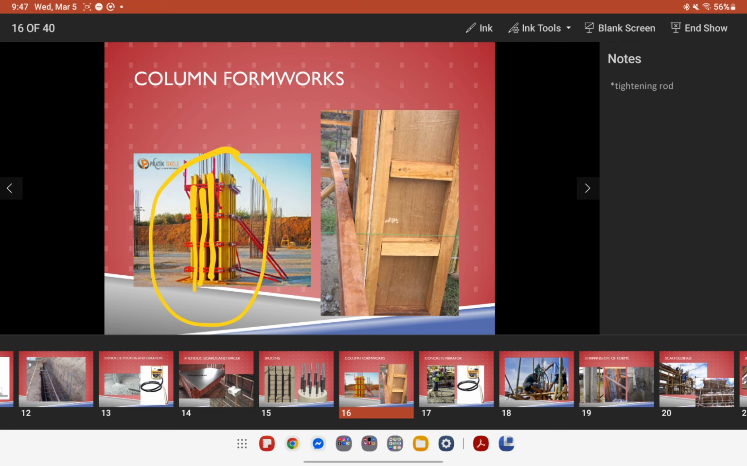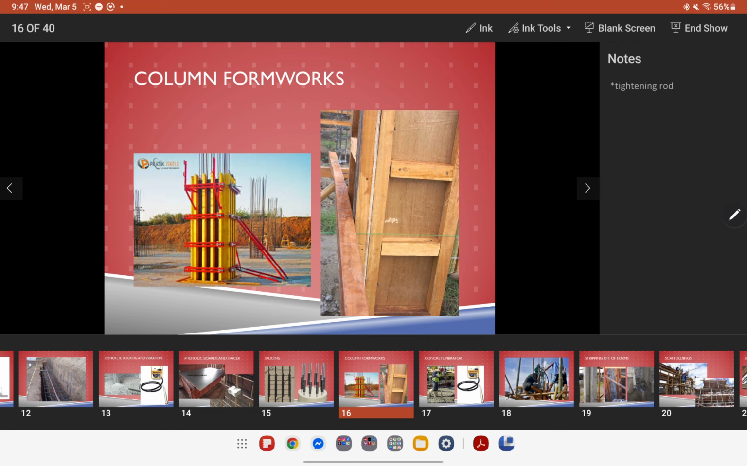the formwork doesn't buckle once you pour in the concrete. This is very important, especially for columns with this size of cross-section. So together with the vertical studs, the yellow vertical studs are using channels.